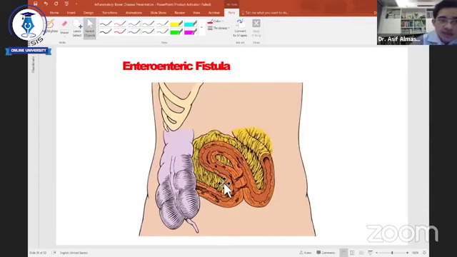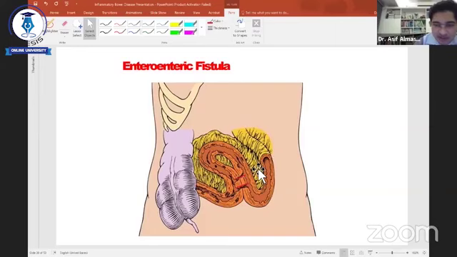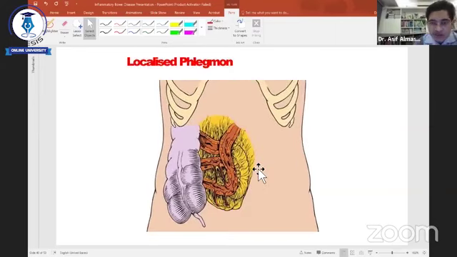There may be enteroenteric fistula formation. There may be enterovesical fistula formation. This is an intraenteric fistula. This is an extraenteric fistula. There may be a localized phlegmon. There may be a localized abscess formation. There may be a lump. So these are the complications.